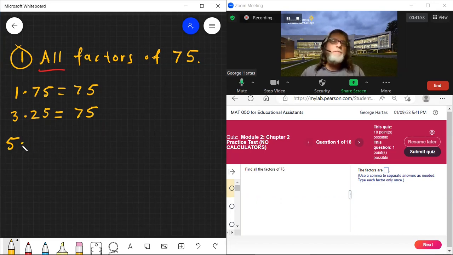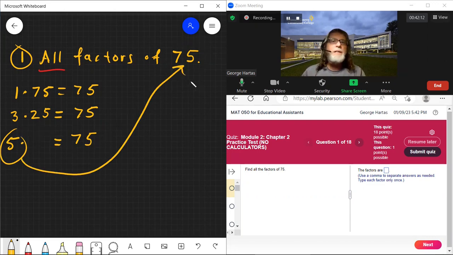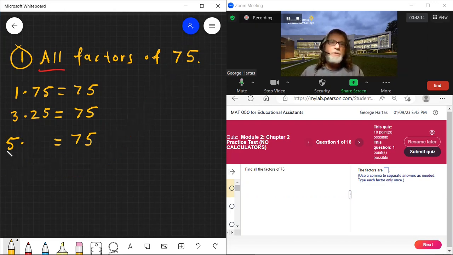Can we say 5 times something equals 75? Again, divisibility rules tell us that if a number ends in 0 or 5, then 5 divides into that number. So yes, there is a number that we multiply 5 to get 75. What is that number? Well, this is not easy to see, right? So let's use long division to find that.